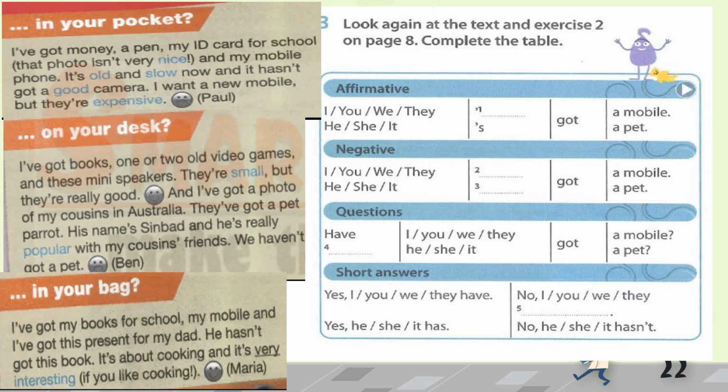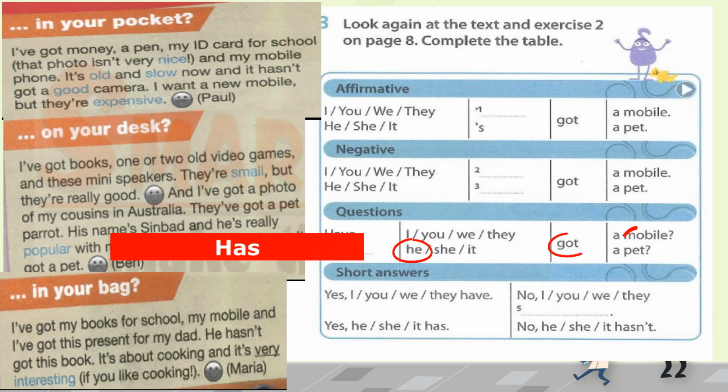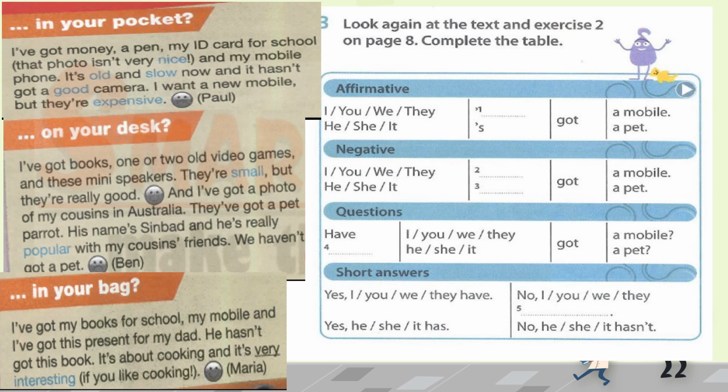So for number 4, the question for the first one, have they got a mobile? And then the answer is the number 5. Yes, they have, or no, they haven't. For number 4, the second one here, you can see here, number 4, has he got a pet? This one refers to Ben, the second one. So has he, who is he? Ben. Has he got a pet? You can look at down here, the answer, yes he has, or no he hasn't.